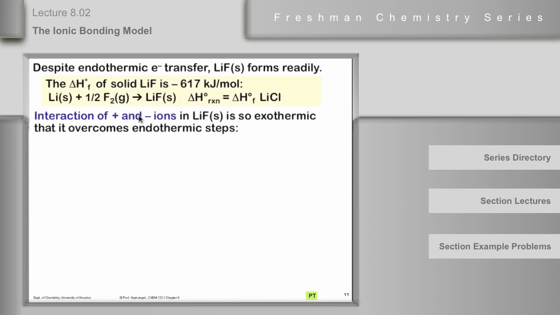Now, the difference between the gas phase process, which was unfavorable, and the overall process here, which is quite favorable, has to do with the interaction of the positive and negative ions. And you all know that if you take a positive ion and a negative ion, and they're widely separated, the energy of interaction is what? Nothing, 0.